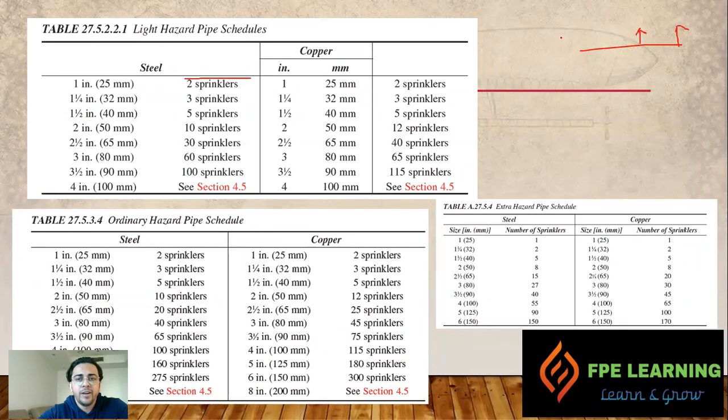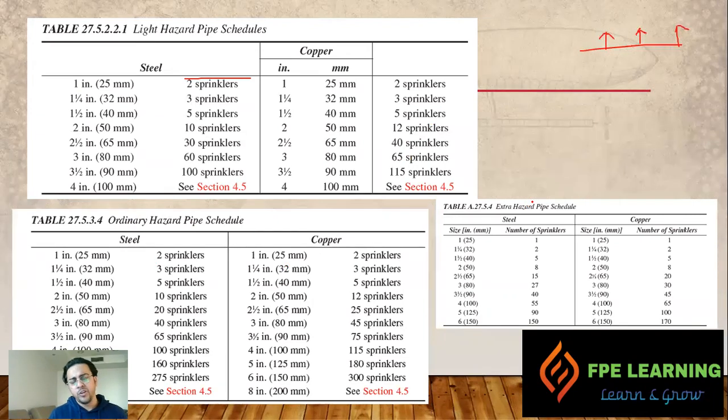For 1¼ inch or 32 mm, we can add one additional sprinkler here. From here, if it is 3 inch, we can go up to here. So similarly, we have to do this for steel and copper. Copper is an expensive solution, but we have less friction loss in the copper, right? And then similarly, we have the ordinary hazard and extra hazard pipe schedule method. Remember, the extra hazard pipe schedule method is not allowed for new system installation.